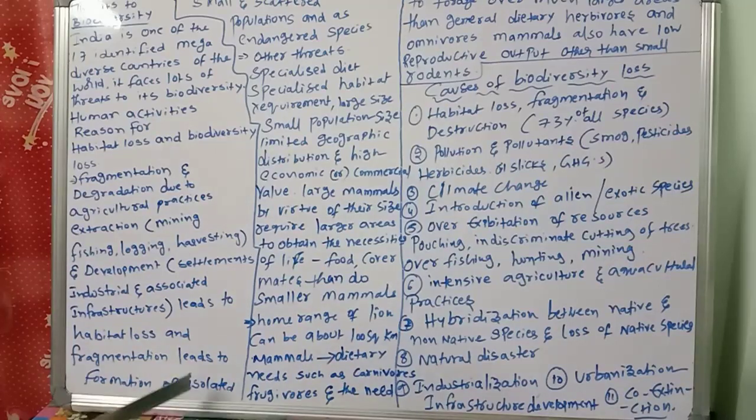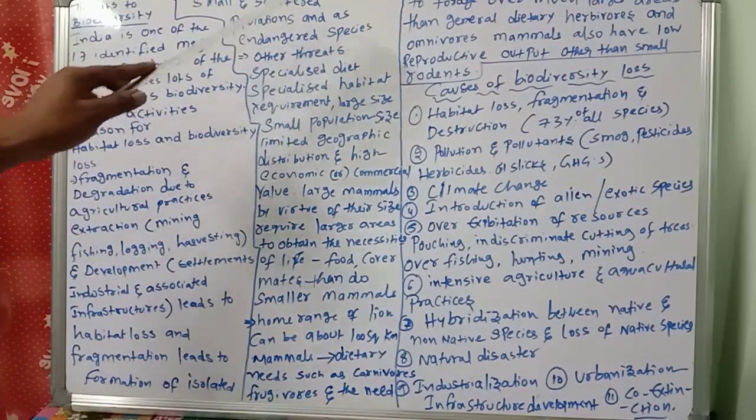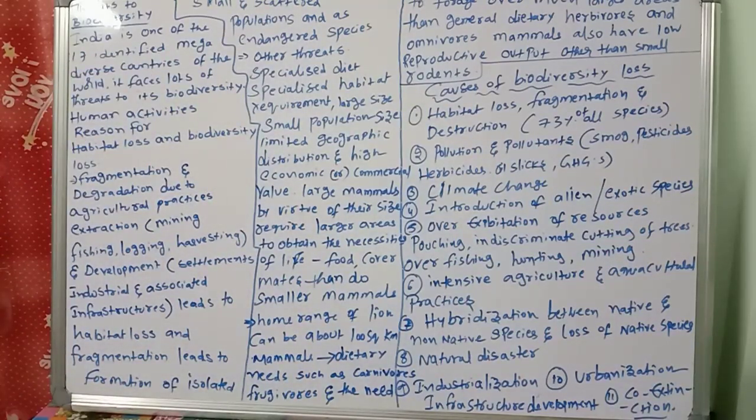Fragmentation leads to the formation of isolated, small and scattered populations. What will happen with fragmentation? Isolated and small scattered populations, and endangered species are more in number because of fragmentation.